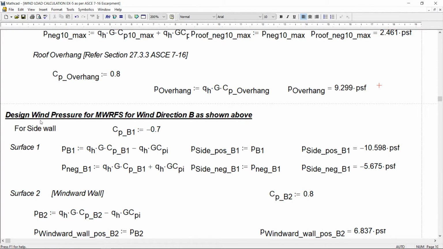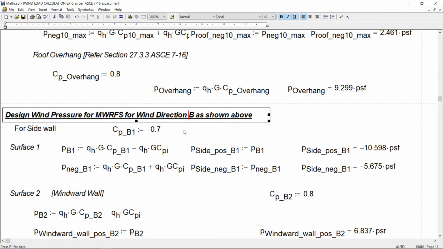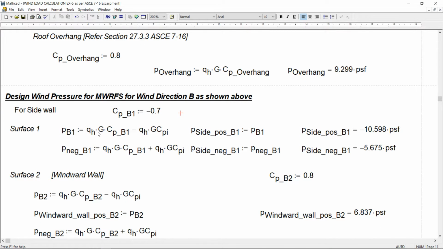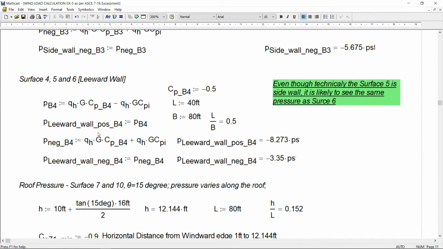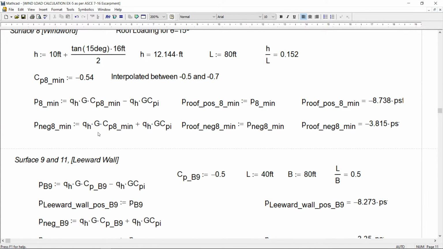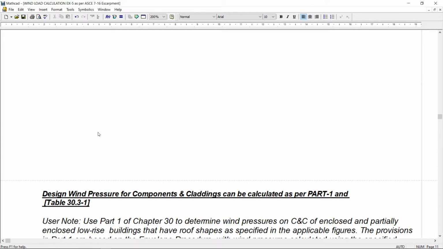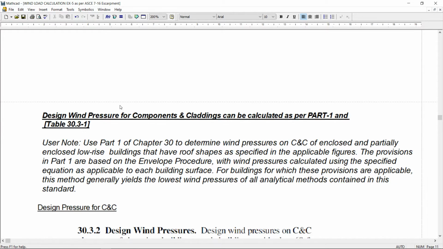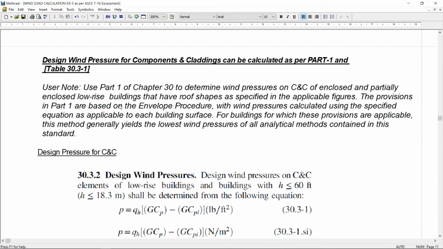Now second, if wind is blowing in direction B, the only thing that changes is the sides. Otherwise the same table is used and it is calculated in the same way. So it is B, C, D, etc. All surfaces should be calculated over here. So once you calculate the pressure on all surfaces, then you can calculate the pressure for component and cladding.